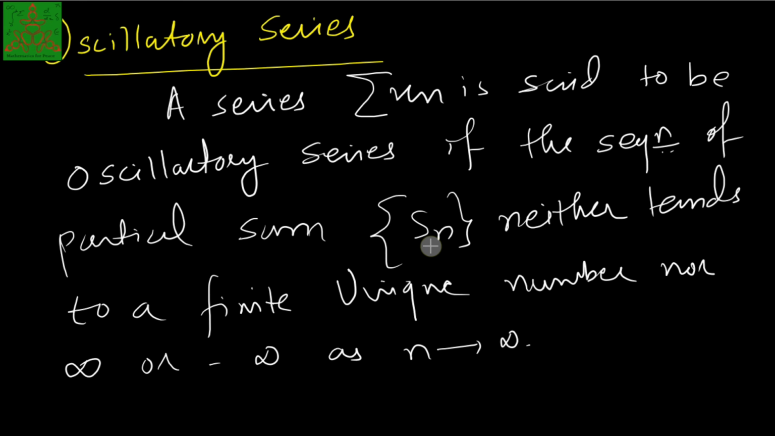So if the value of Sn as n tends to infinity fluctuates within a finite range, then that series is said to be oscillating finitely, while if Sn tends to plus infinity or minus infinity alternately, then it is called oscillating infinitely. That is what I am writing here.